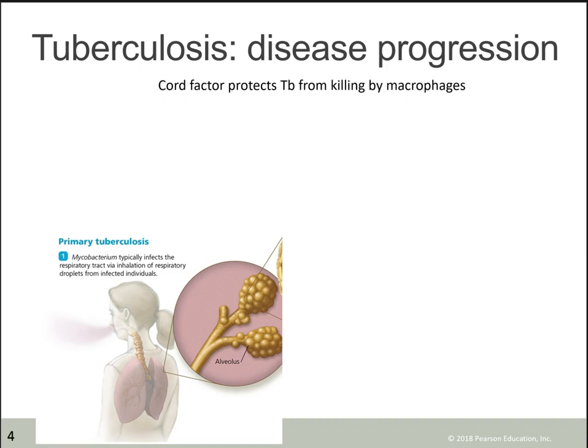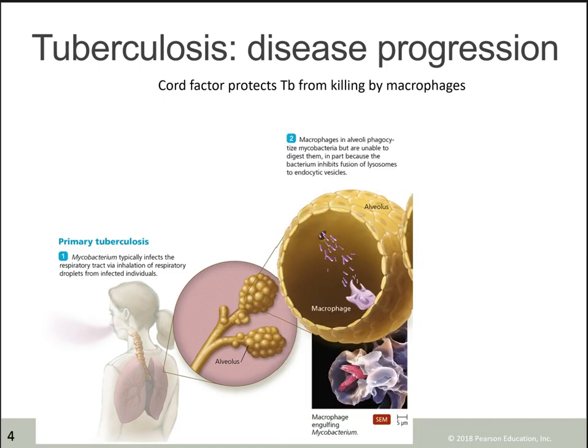So how does this disease progress? It is inhaled in water droplets. The bacteria that causes this is Mycobacterium. It infects the respiratory tract, usually via inhalation from infected individuals. The bacteria lodges deep in the alveoli of the lungs.